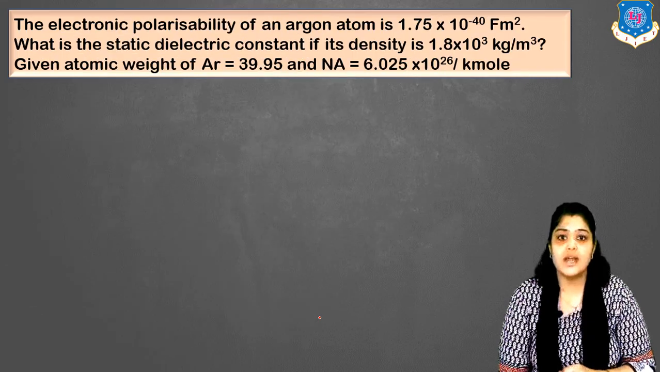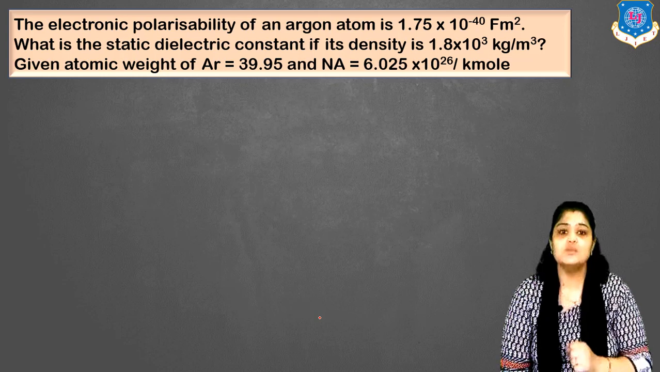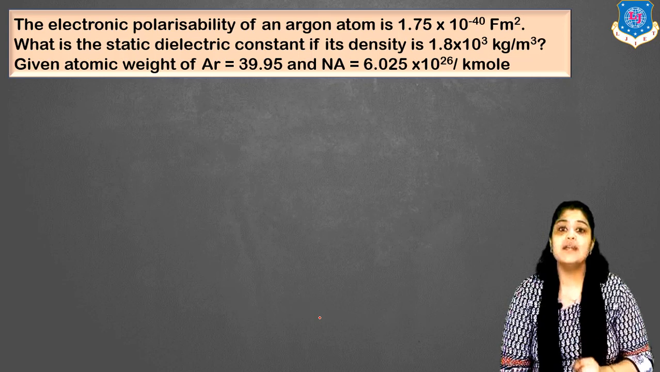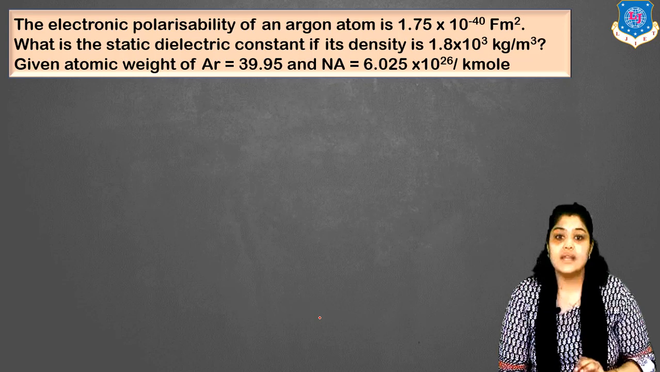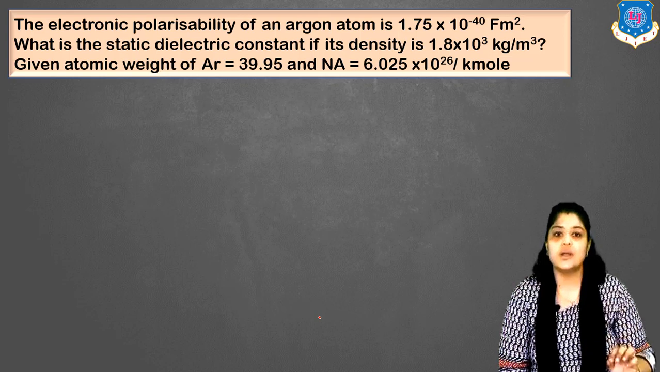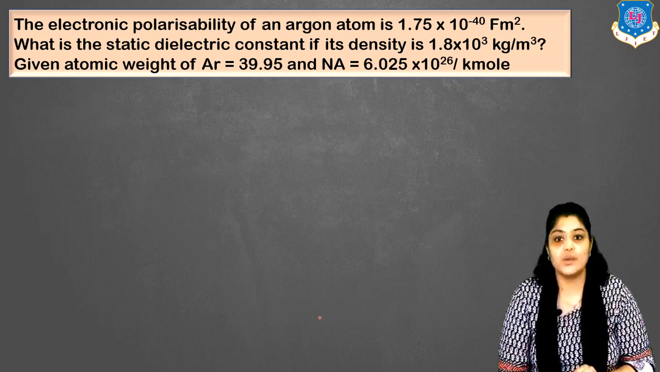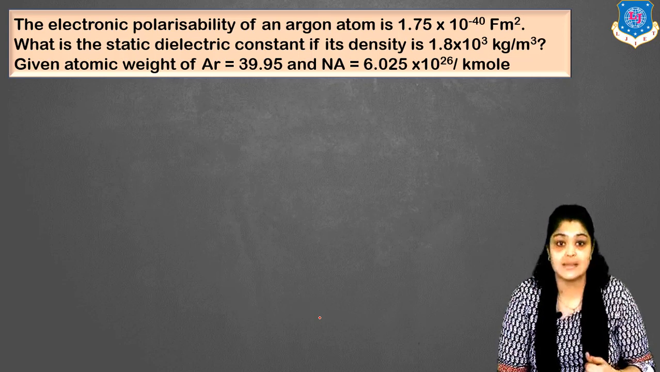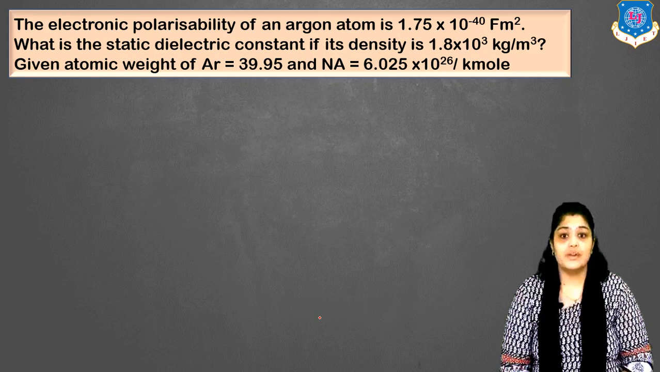Now let's discuss one more type of numerical, wherein you have been given the electronic polarizability of argon atom as 1.75 into 10 raised to minus 40 farad meter square. You have to find out the dielectric constant. Now what is dielectric constant? Epsilon r. So the dielectric constant, if the density of the atom is 1.8 into 10 raised to 3 kg per meter cube and the atomic weight of argon is given along with Na. What is Na? It is Avogadro's number, 6.025 into 10 raised to 26. So you have to find the value of epsilon r, right?